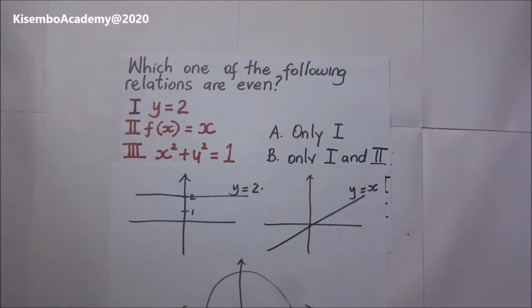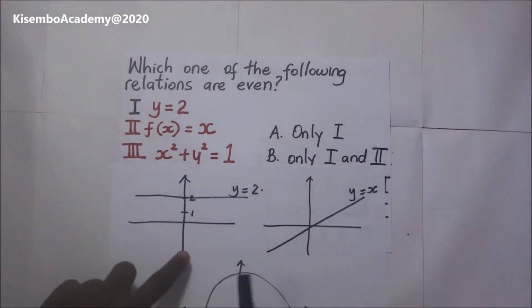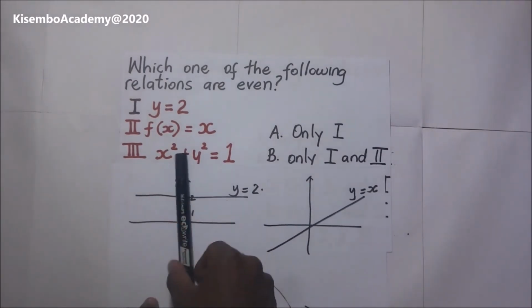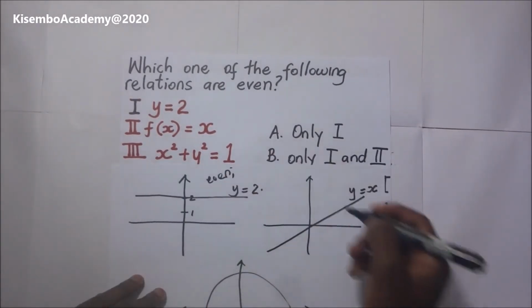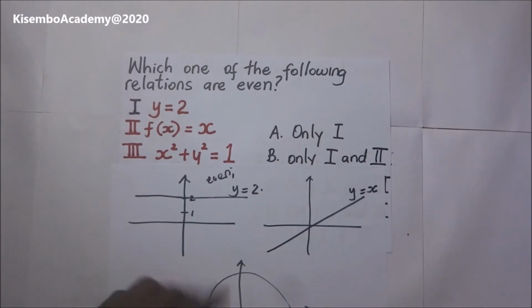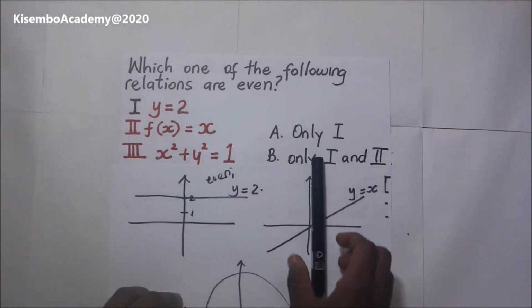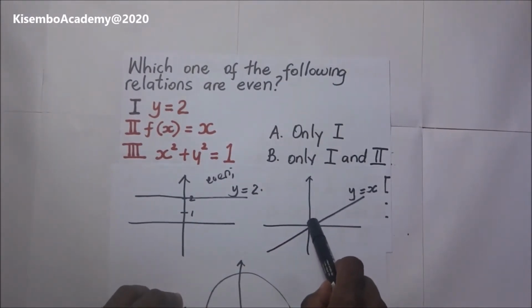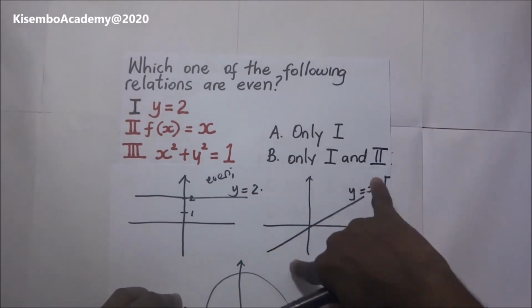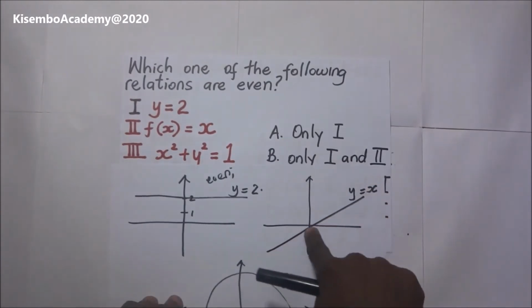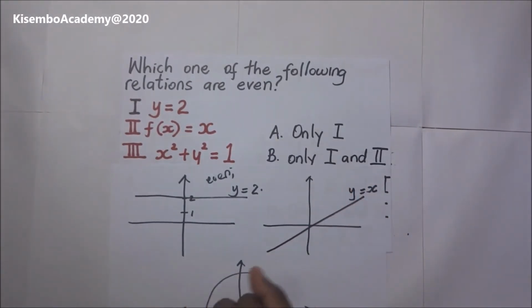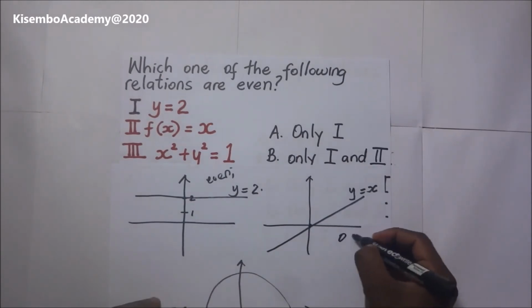Of course, I'm using the graphs to try to figure this out. We said that an even function is symmetrical about the y-axis. Now if you look at this one, it is symmetrical about the y-axis, so it is even. This one is not symmetrical about the y-axis, but it is symmetrical about the origin. In other words, if I rotated it 180 degrees about the origin, it will look exactly the same. So this one is an odd function.